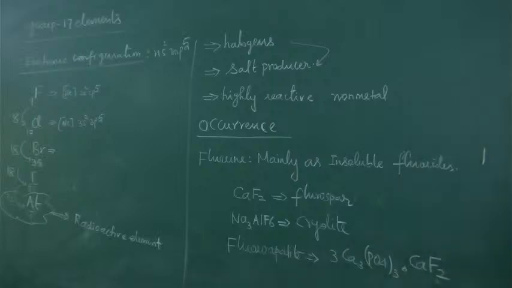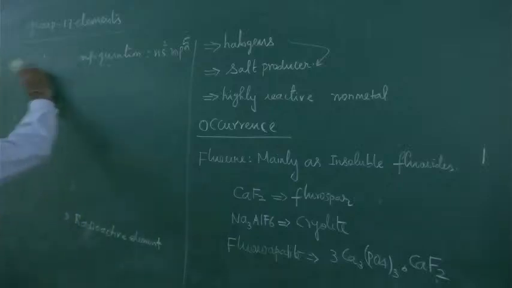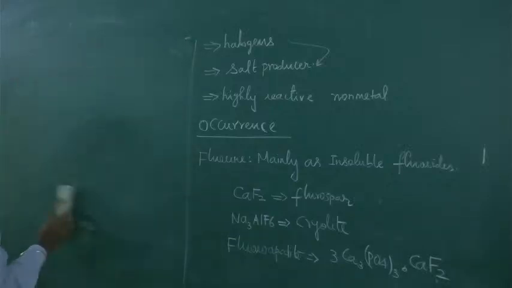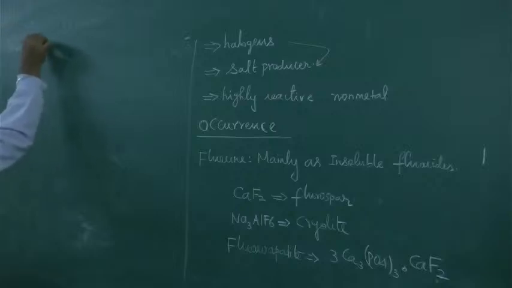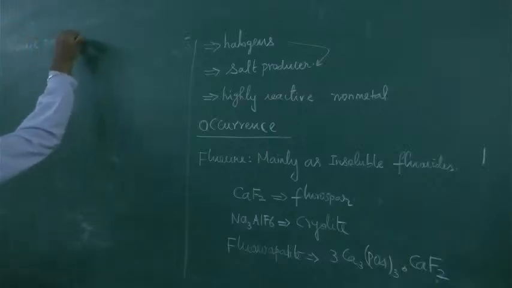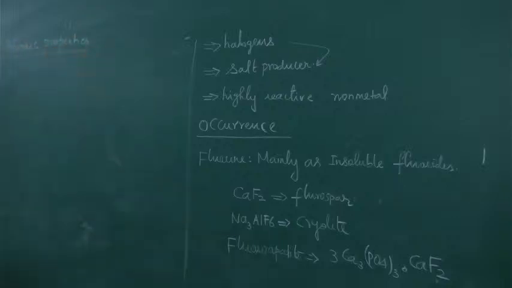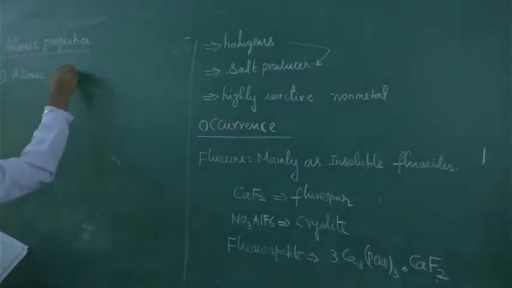Now we have to give answers for this, because you might already have studied periodic properties. Atomic properties. The first one is going to be atomic and ionic radius.